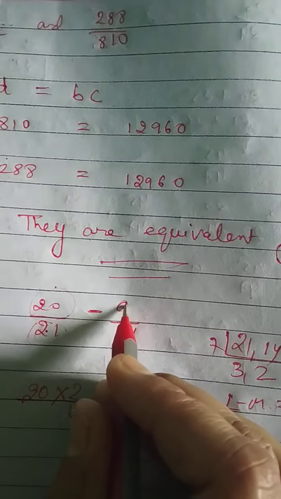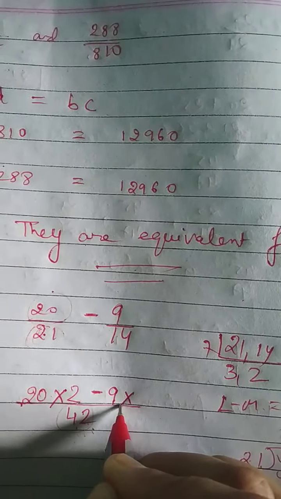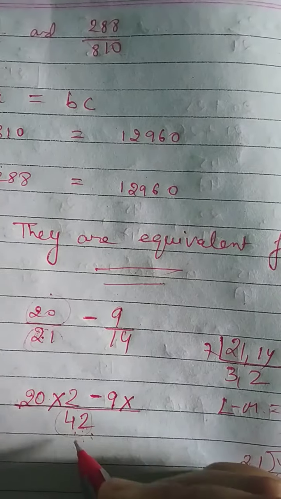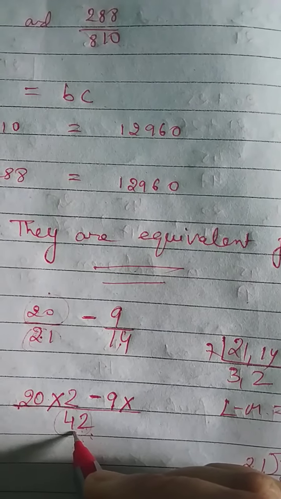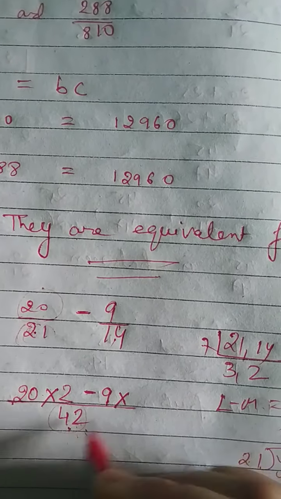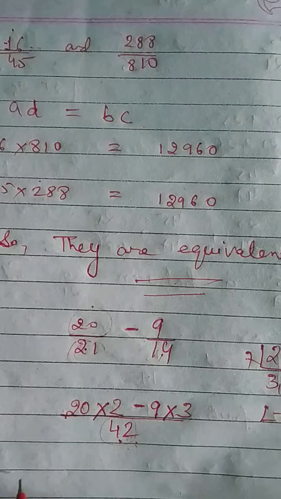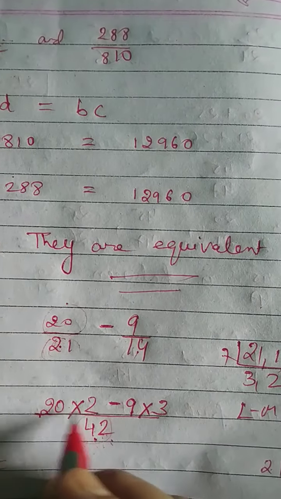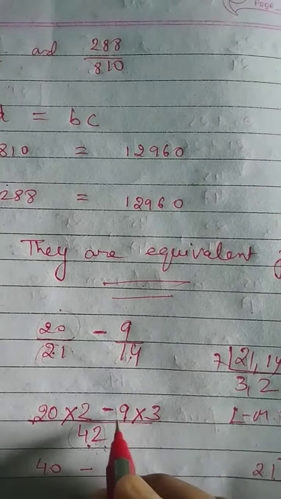Okay, now again this 9 will be in its own place only. Divide this and this. 14 into what, so that we will get 42? 14 threes are 42, so we will multiply here with 3. Simple. Now multiply 20 into 2, 40, minus 9 into 3, 27, by 42.